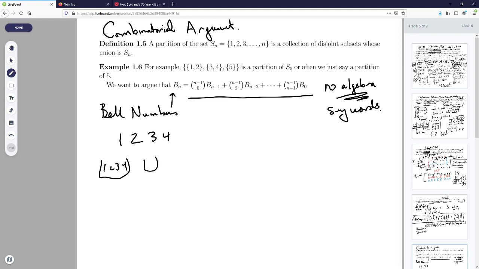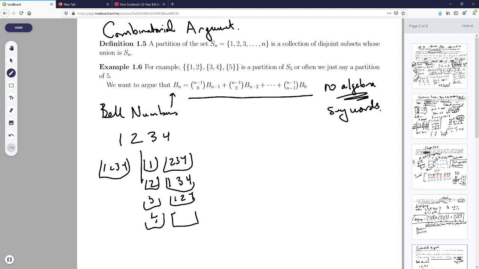Another way to do it is to put 1 into a box, 2, 3, 4. Or I can put 2 into a box, 1, 3, 4. Or I can put 3 into a box, 1, 2, 4. Or I can put 4 into a box. And then we have 1, 2, 3. And then I can also do a bunch of other stuff.